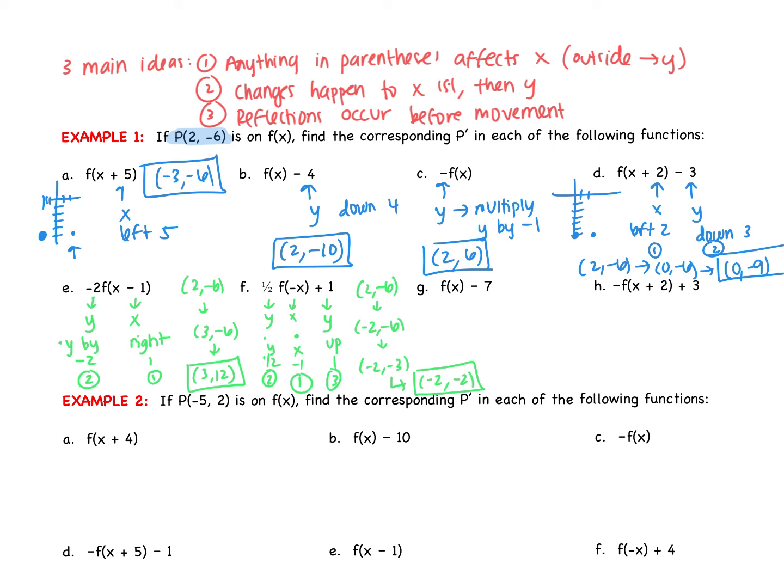Okay, G, we only have one thing that we're doing. What's happening in G? Down 7. Down 7. So if we take negative 6 and move it down 7, it'll be 2, negative 13.